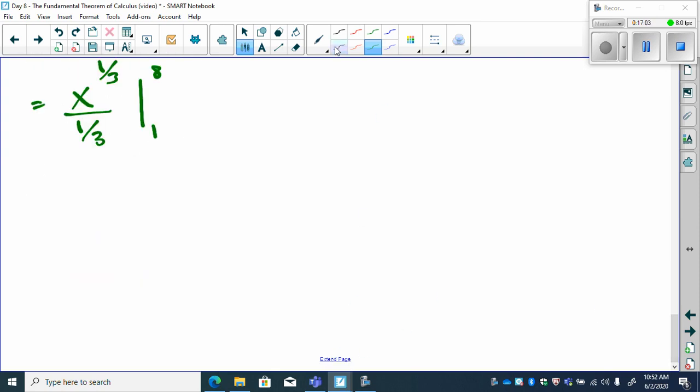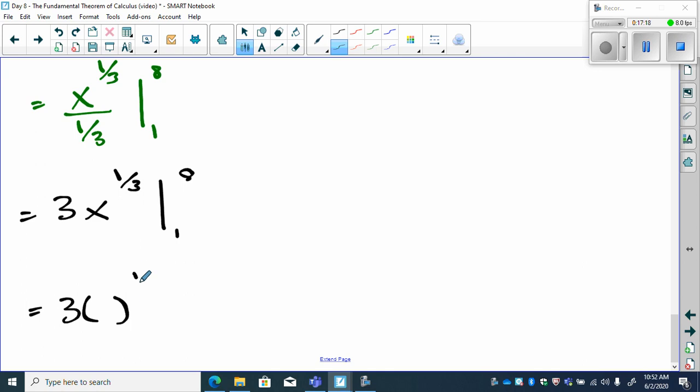Well, let's clean this up. What is 1 divided by 1/3? Well, it's really 1 times 3. So that gives me 3 x to the 1/3, or 3 times the cube root of x. Now I have to find the antiderivative at 8 and the antiderivative at 1, and I will subtract those two things. So the 8 will go here, the 1 will go here.